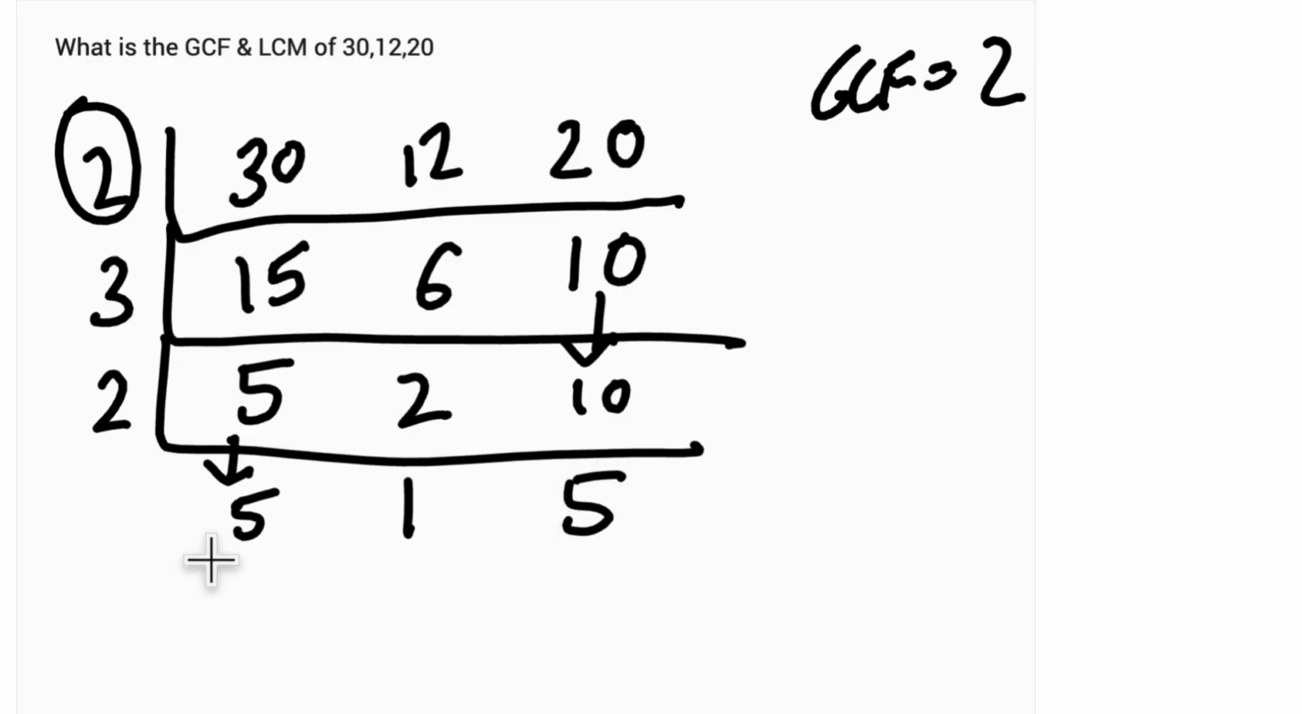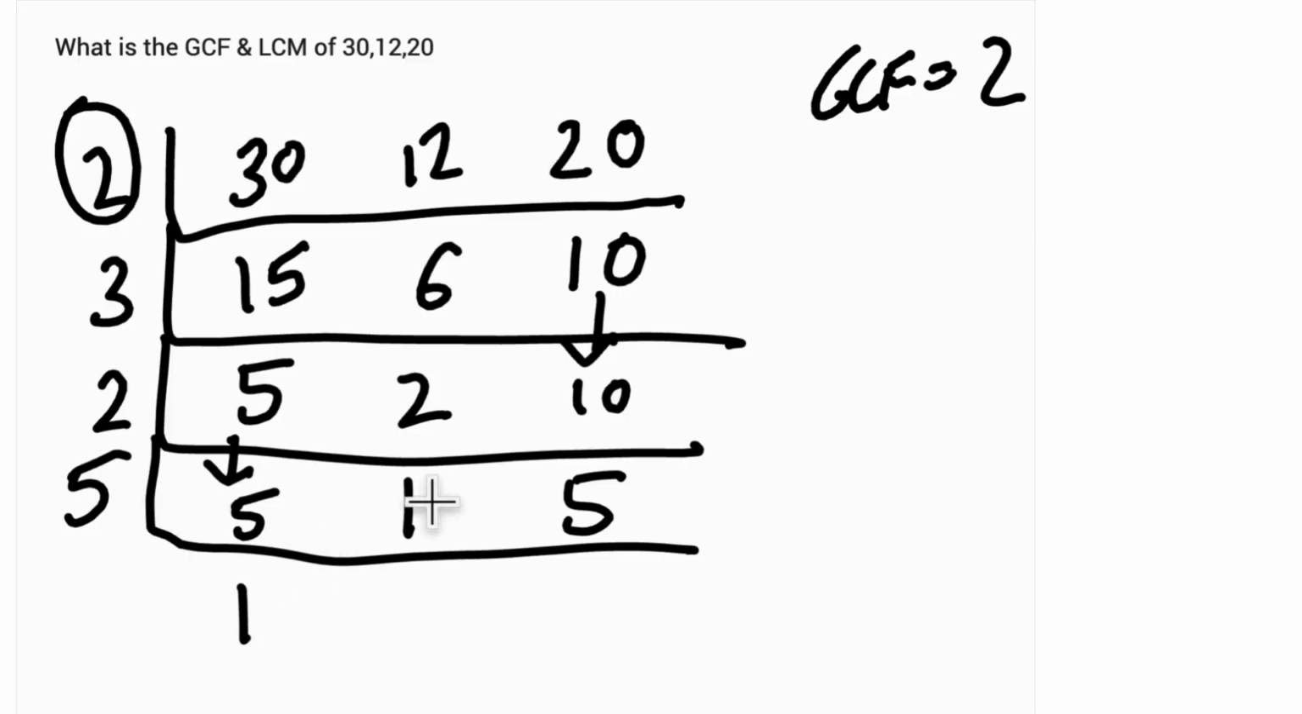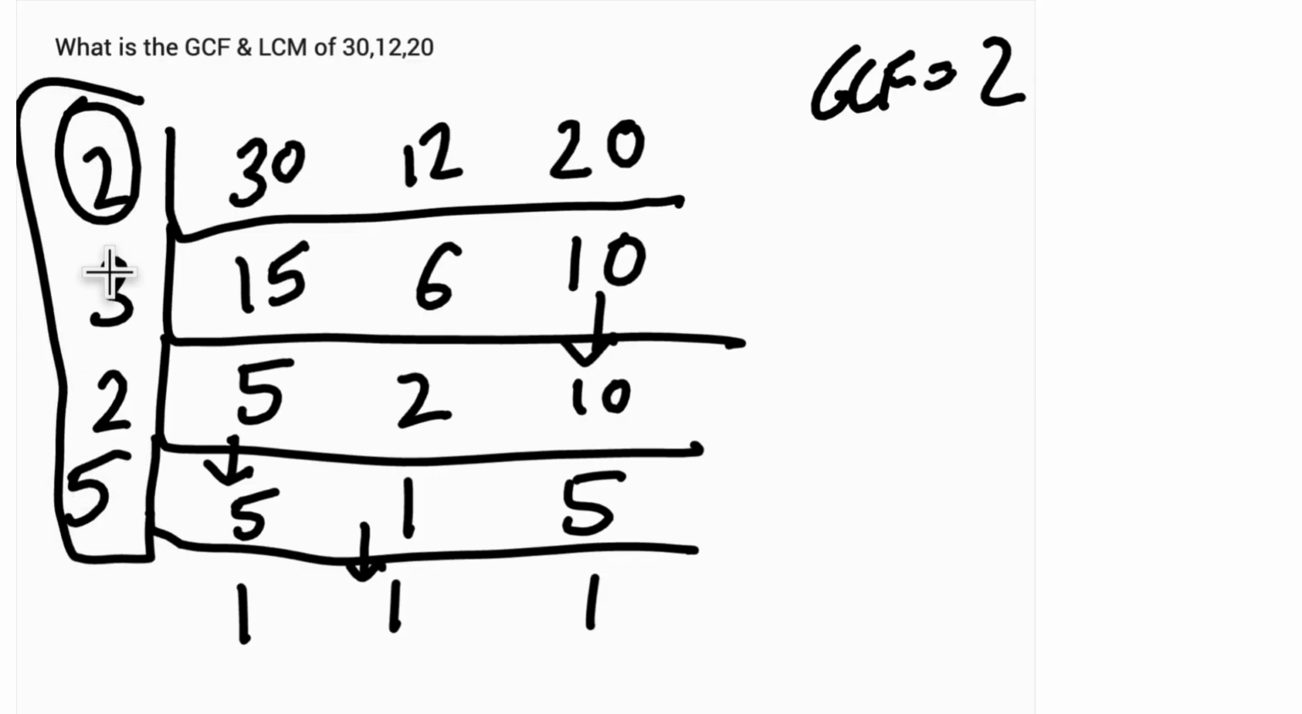Okay, almost done. 5 and 5, they have a common factor of 5. So bring the 5 out. 5 divided by 5 is 1. 1 we can just bring down. And 5 divided by 5 is 1. Okay, so now we're only left with 1, 1, 1. So that doesn't really have any common factors other than 1. So we have to find our LCM. Just multiply everything together. 2 times 3 is 6. 6 times 2 is 12. 12 times 5 is 60. That means our LCM is equal to 60. So the GCF of 30, 12, and 20 is equal to 2, while the LCM is 60.